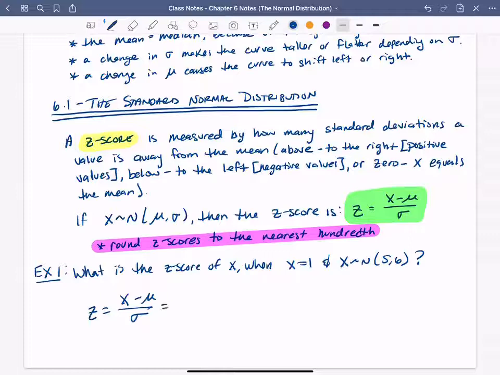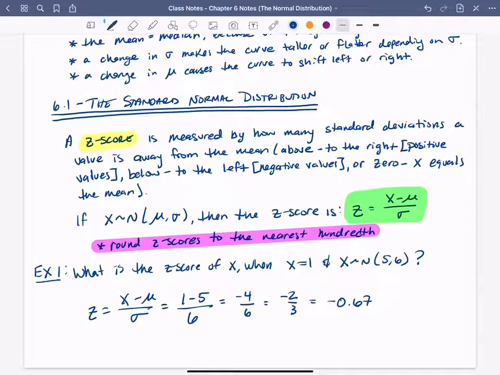So we're trying to find the z-score. So we have x is 1. We're going to substitute now. Your mu is 5, and your sigma is 6. We can keep going with this. If I simplify it, you're not going to need to simplify it, but I'm just going to show you. If I simplify it more, negative 2/3, or we can say negative 0.67.